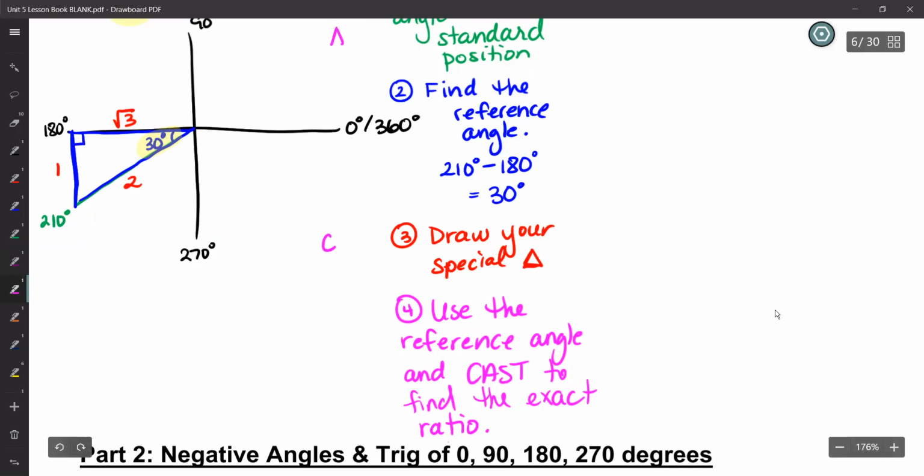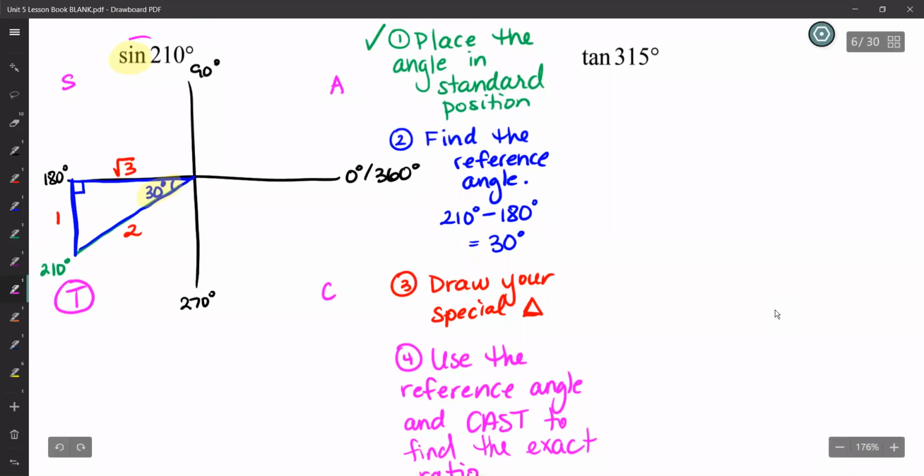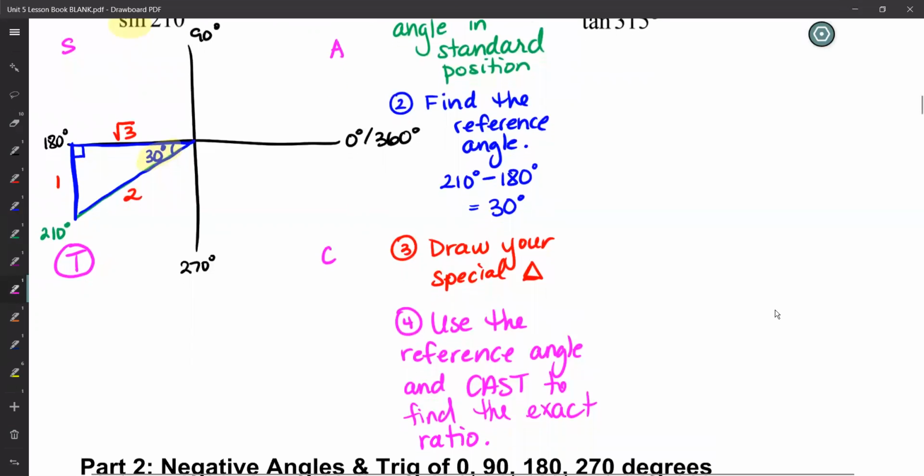So C, A, S, T. We are in the tan quadrant, and I am taking the sine of an angle in the tan quadrant. So what do I know about my resulting ratio here? Is it going to be positive or negative? Emma? It will be negative because sine of an angle in the tan quadrant is negative, okay? So that's what the CAST rule is going to tell us.